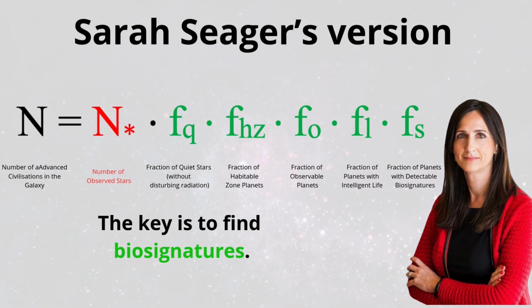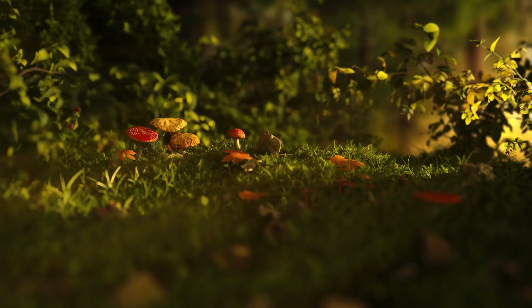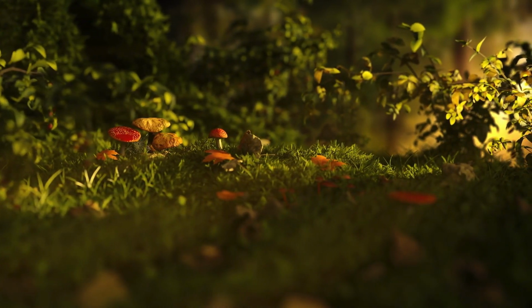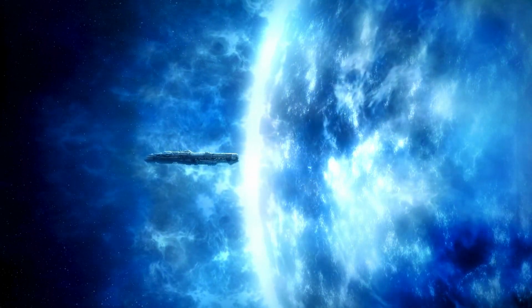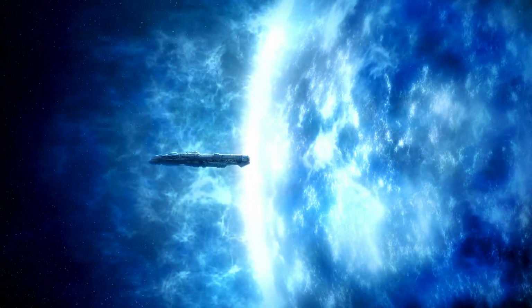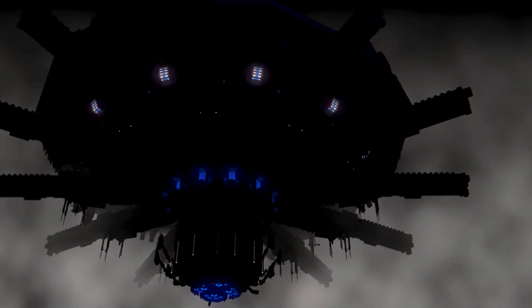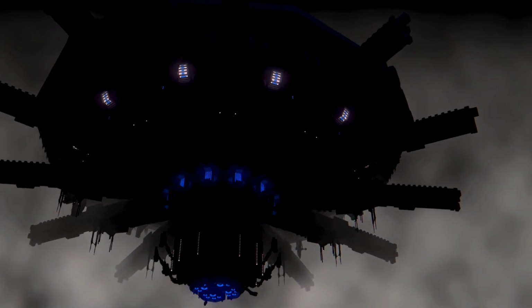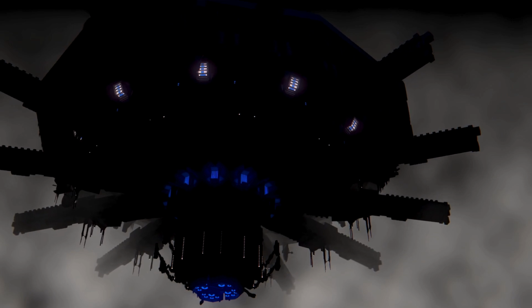This is an important distinction because simple life forms are likely far more common than advanced civilizations. However, it's worth noting that we have yet to discover any extraterrestrial life, even microbial life, which is a sobering thought. Other researchers have expanded upon the Drake equation in different ways.